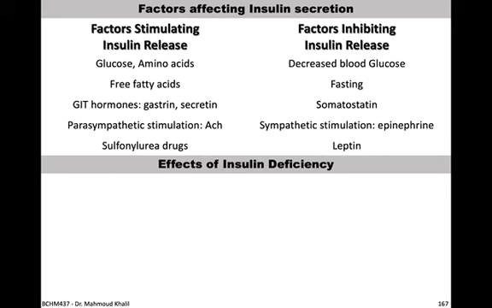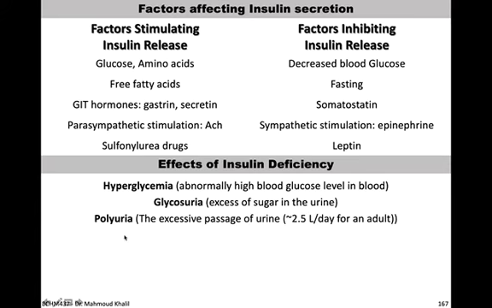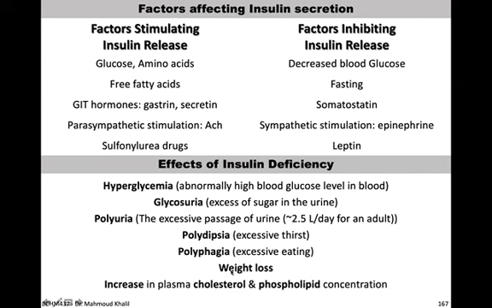What about the effect of insulin deficiency? The first effect will be hyperglycemia, which is an abnormally high blood sugar level, glycosuria, which is excess sugar in the urine, polyuria, which is the excessive passage of urine, around 2.5 liters per day for an adult, polydipsia, which is excessive thirst, polyphagia, which is excessive eating, and weight loss. And all these, together with the increased plasma cholesterol and phospholipid concentration, mark insulin deficiency.